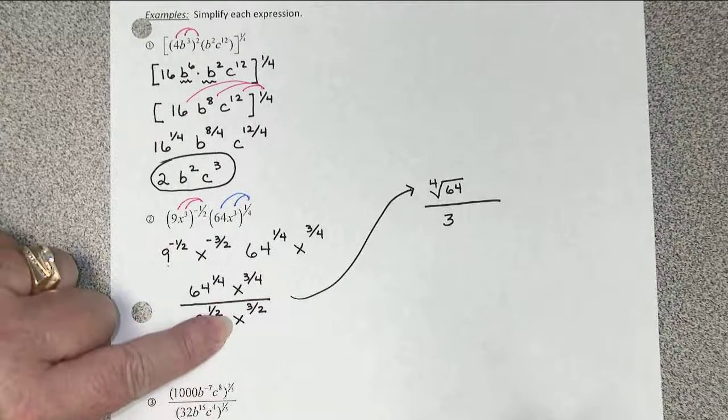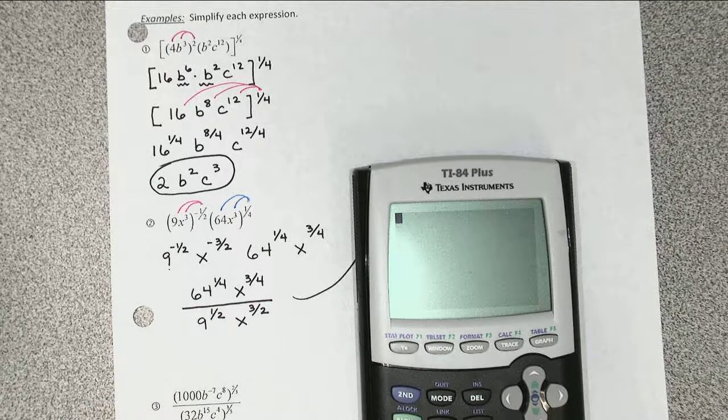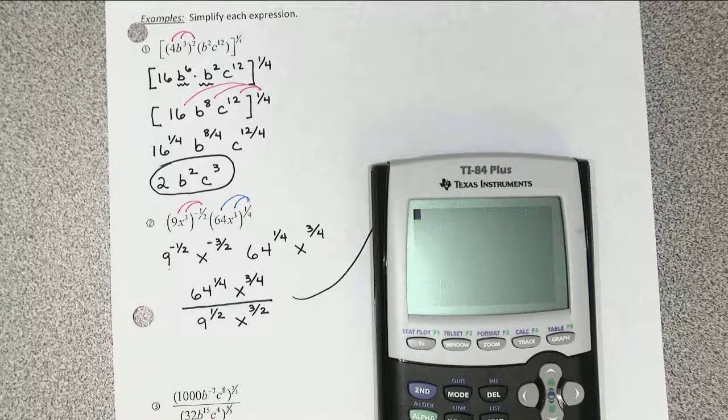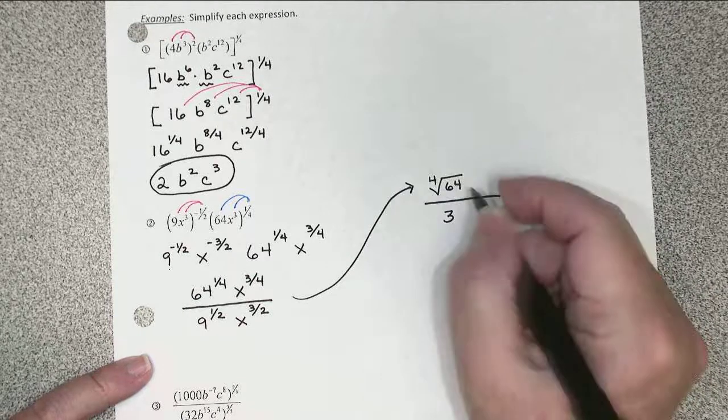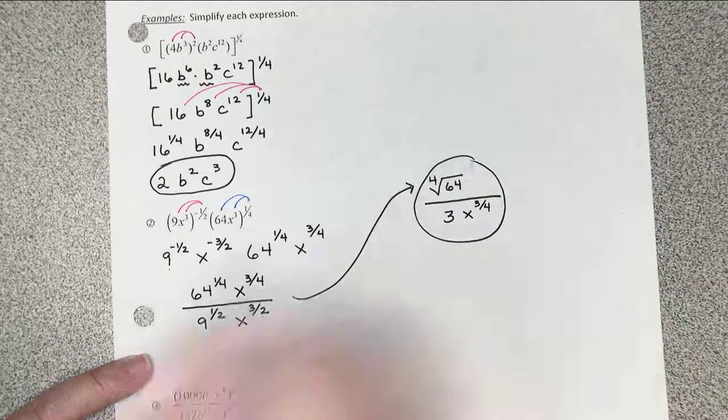Now as far as the x, I need to subtract those exponents. And this is what I mean about if you don't want to take the time to find that common denominator, or if you're just not that comfortable with fractional arithmetic when you're in the middle of a big, long problem, we can use the calculator to help. If I take 3/4 and subtract 3/2, and then just change my answer into a fraction, I get negative 3/4. Now I know that rather than thinking of that as x to the negative 3/4, I'd probably rather put it as x to the 3/4 on the bottom. So that's what I'm going to do. And we'll call that done.